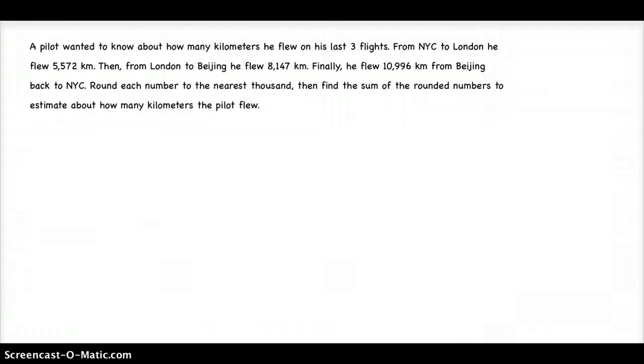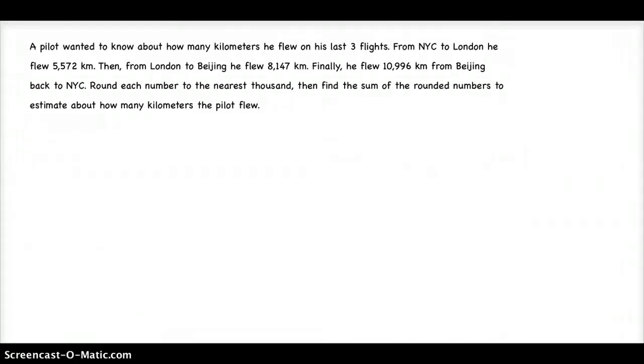Now let's take a look at a typical word problem that we are going to see as we do our rounding. A pilot wanted to know about how many kilometers he flew on his last 3 flights. From New York City to London, he flew 5,572 kilometers. Then, from London to Beijing, he flew 8,147 kilometers. Finally, he flew 10,996 kilometers from Beijing back to New York City. Round each number to the nearest thousand. Then, find the sum of the rounded numbers to estimate about how many kilometers the pilot flew.